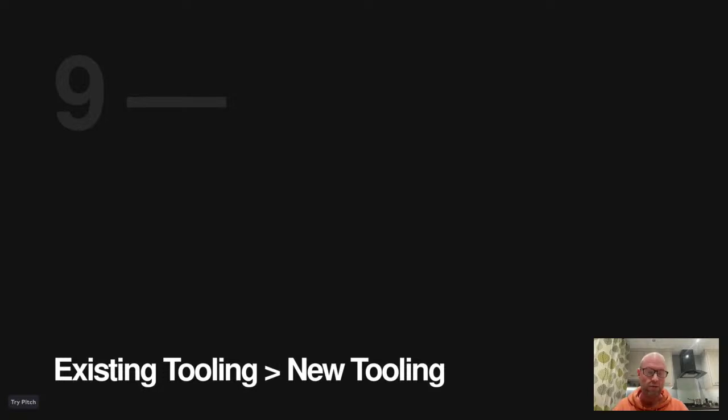Existing tooling versus new tooling. I know there are lots of up-and-coming observability tools, the most established of which is Honeycomb. I'm a huge fan of Honeycomb. I love what they're doing. They're trying something new. But if you're using Datadog, let's carry on using Datadog wherever possible.